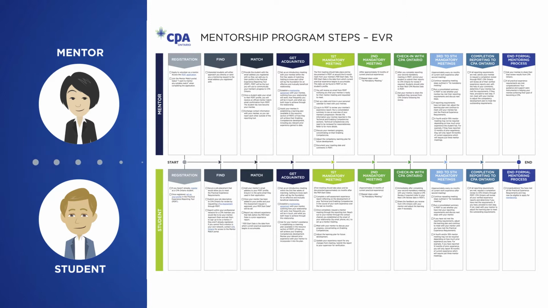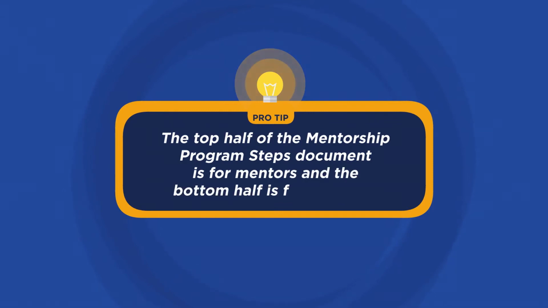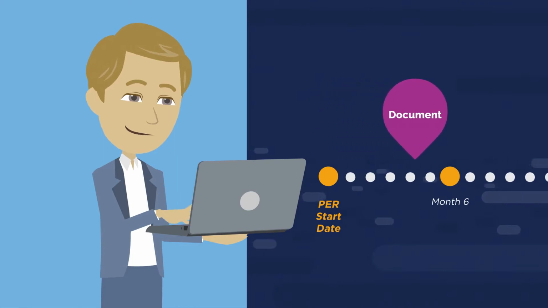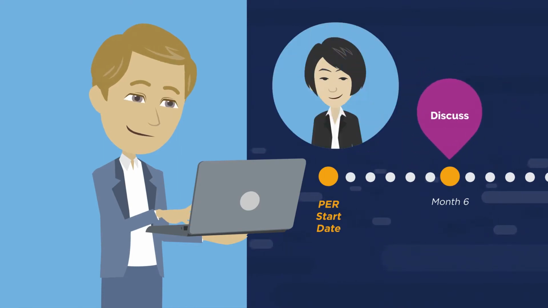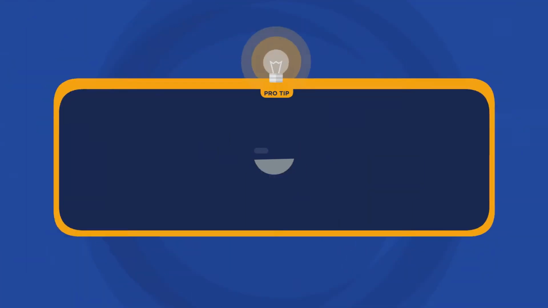This video provides an overview on completing your mentor meetings using the Mentorship Program Steps for EVR document. Jason has recently completed his first experience report in PERT. He is now ready to discuss it with his mentor in their first semi-annual meeting together.